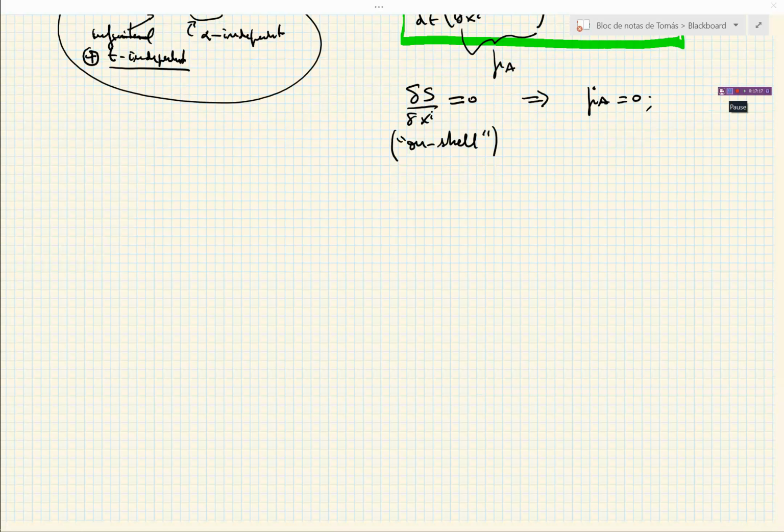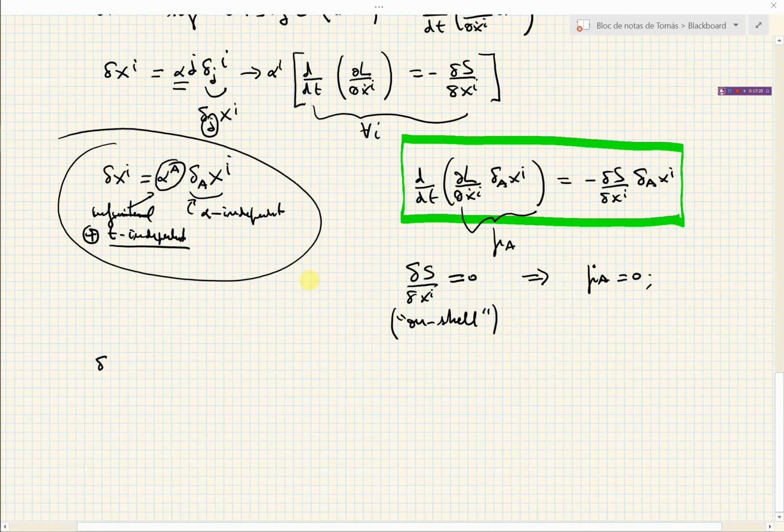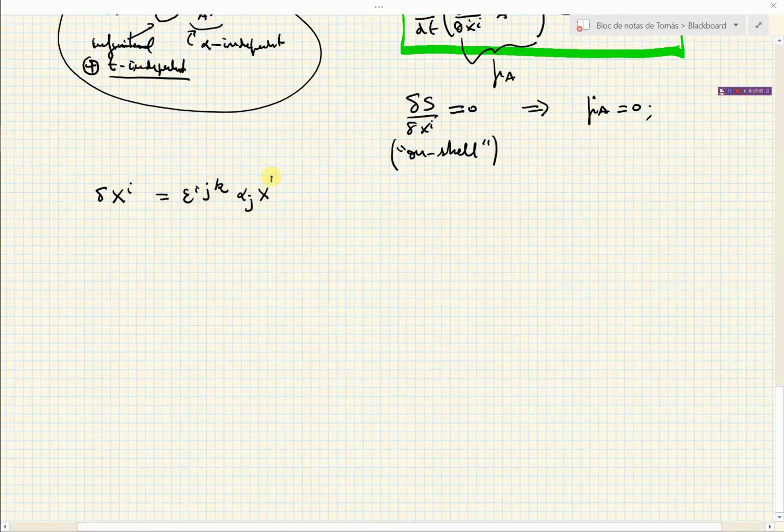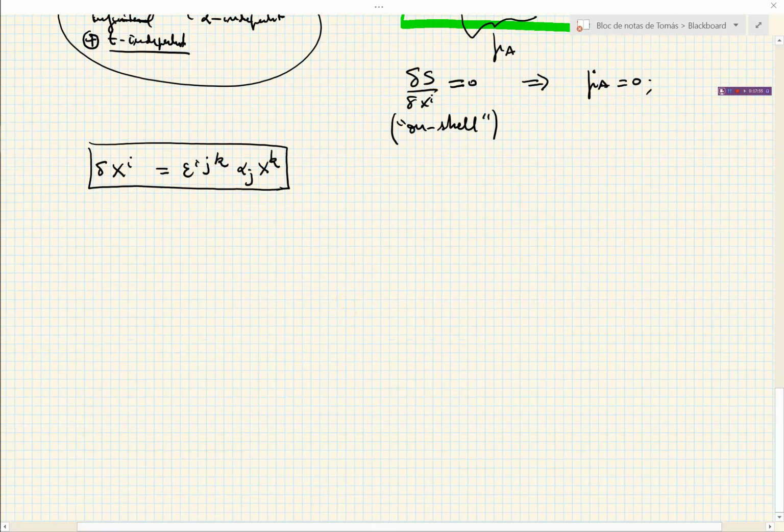So now let me consider a less trivial example. This example consists of transformations. We are still with the free particle, and I consider these transformations, alpha_j, x_k. They look a bit strange, but I will explain what they are later. Just accept them for the moment, and let me also explain what this epsilon_ijk is.